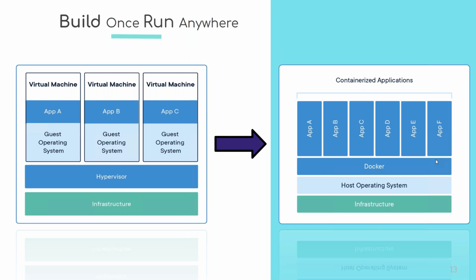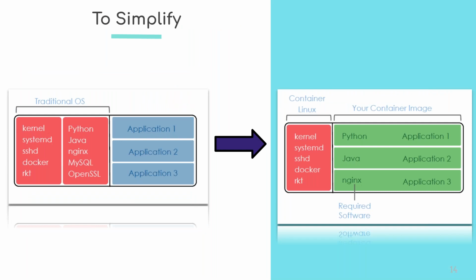That's the idea. It will become a little more clear in this diagram. Traditionally, whatever you do, you have an operating system, you have Java, your Python, your databases inside that, and then you build applications on top of it.